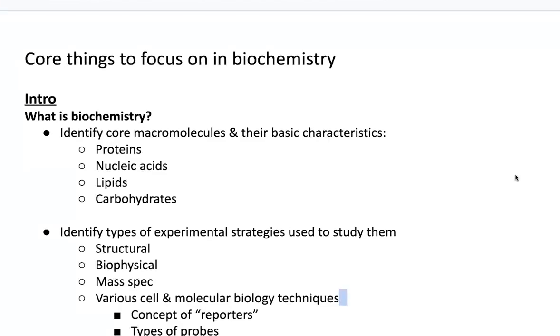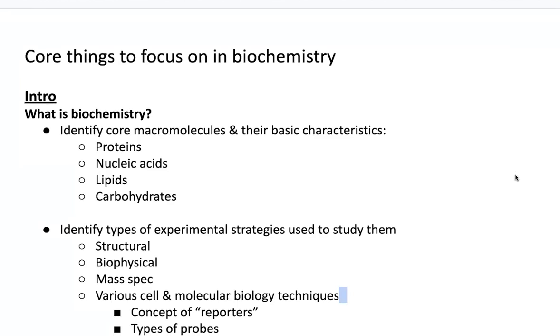First, you want to get just a general introduction to biochemistry. So be able to identify the core macromolecules and their basic characteristics. So the main macromolecules are going to be your proteins, your nucleic acids, your lipids, and your carbohydrates. And so throughout the course, you should be going one by one through each of these. But it's good to just have a general sense of these four classes from the very beginning, because even if you talk in detail about one of them, the other ones are still going to come up along the way.